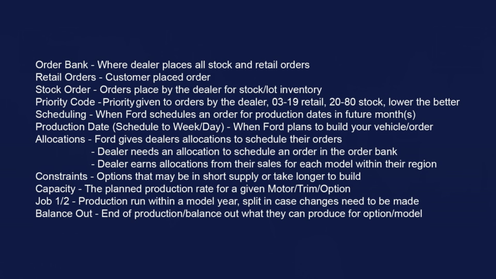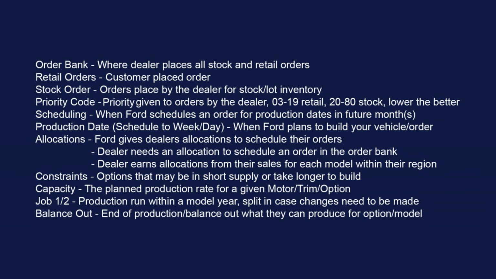Now, allocations. Allocation is important. Ford gives allocations to schedule their orders. So a dealer needs an allocation to schedule an order in the order bank. And a dealer earns those allocations based on their sales of each model within their region. I like to say that is the currency for getting an order scheduled. So if you don't have an allocation, you can't get an order scheduled. It's kind of like you can't purchase a candy bar if you don't have money. Same situation there. So a dealer needs those allocations. If they have too many orders, that lack of allocations could hinder how long it takes to get all the orders at the dealership scheduled.